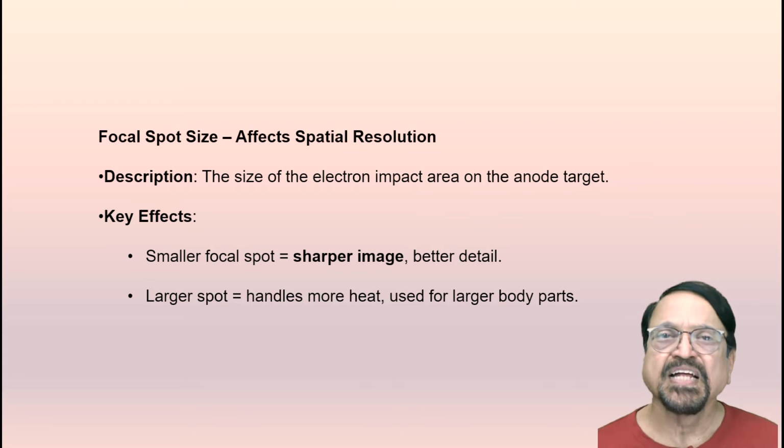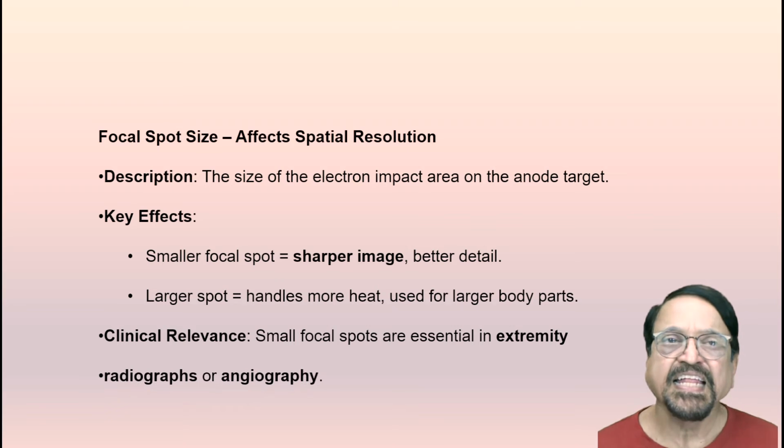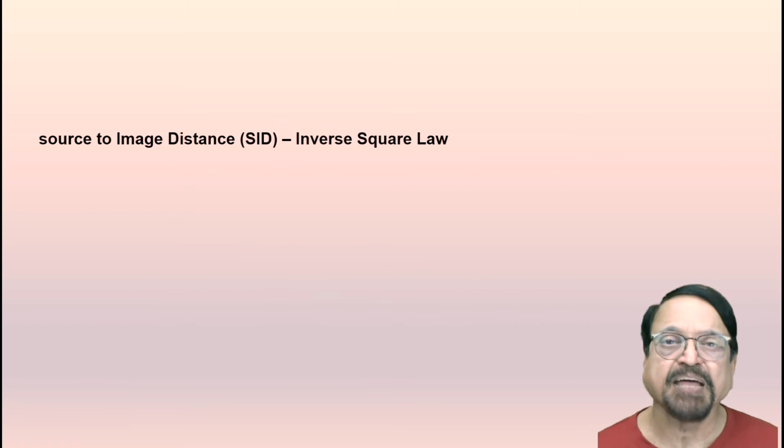A large focal spot handles more heat and is used for longer body exposures. So this is important where we want to go for a longer exposure like the spine, or when we want to do a serial study like cine radiography, or angiography, when we need to take rapid pictures. Now what is the clinical relevance? A small focal spot is essential in extremity radiographs where you need a sharper picture, and also in angiography where sharpness and thin, small vessels are needed.